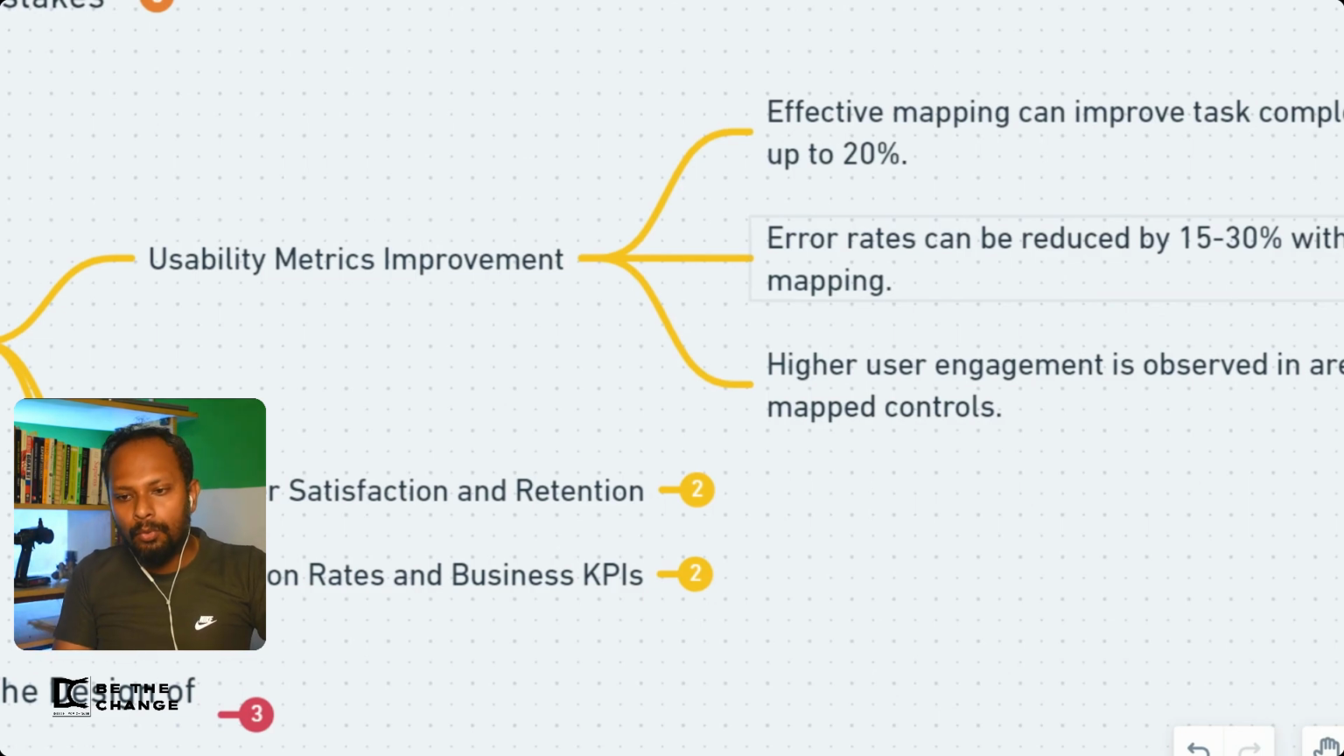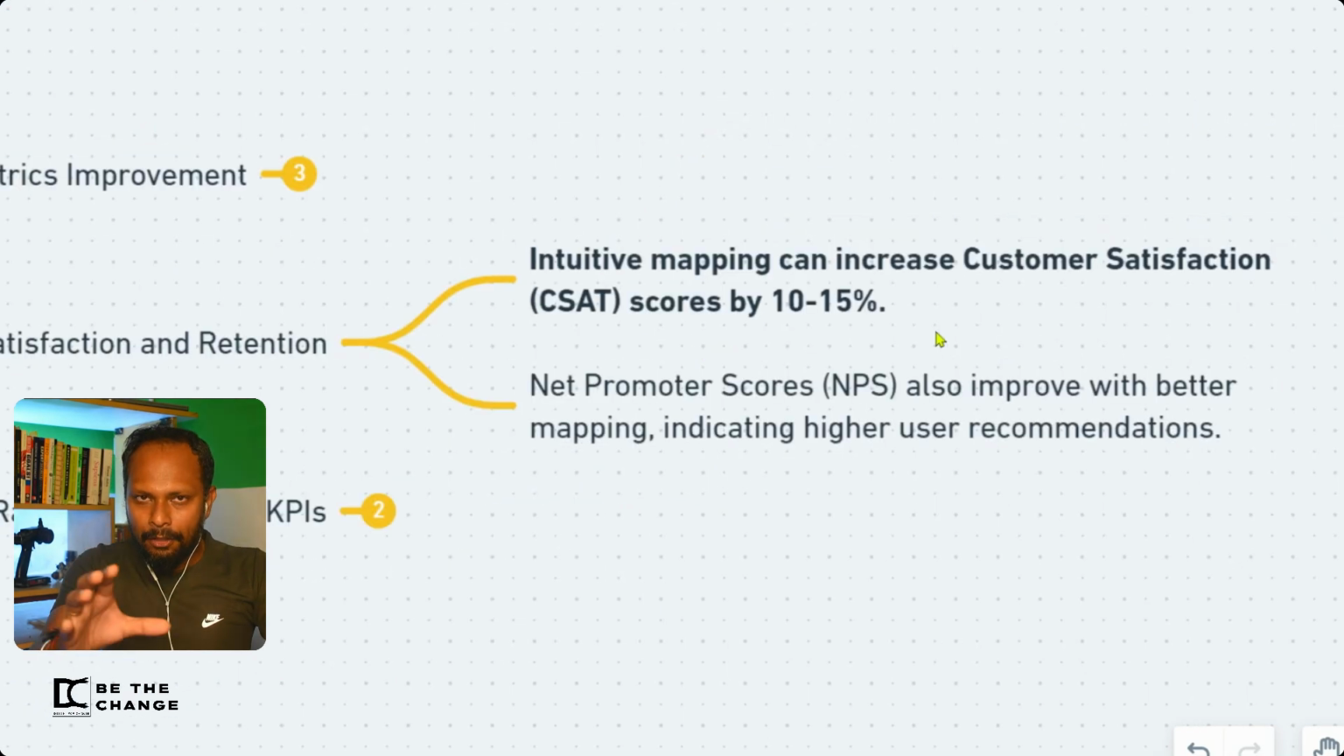Effective mapping can improve your task completion by 20%. It can reduce errors by 30%. It improves your user experience. At the end of the day, if you're not satisfying your customer or your client, you will lose the project. Customer satisfaction score increases by 10 to 15%. Even we do a project and we get these scores. Because of these scores only, we pitch to the next client to get more products, more projects, more problems, and then we solve them. We get paid.